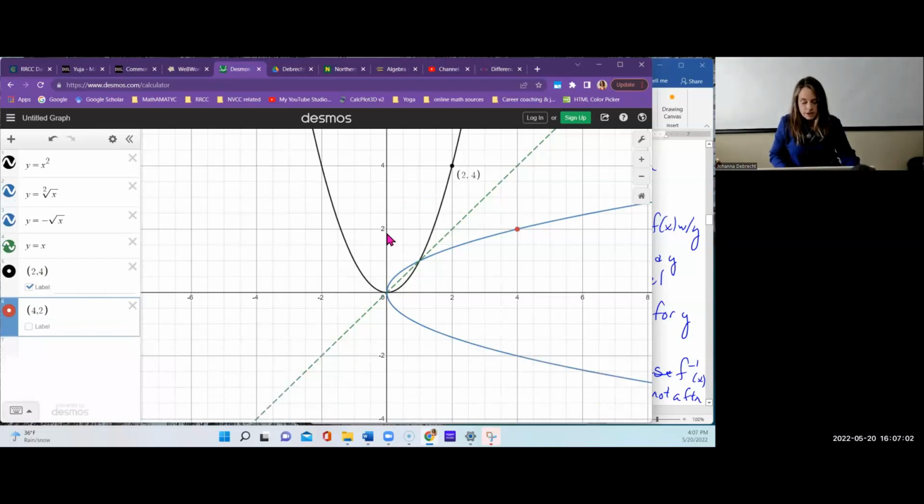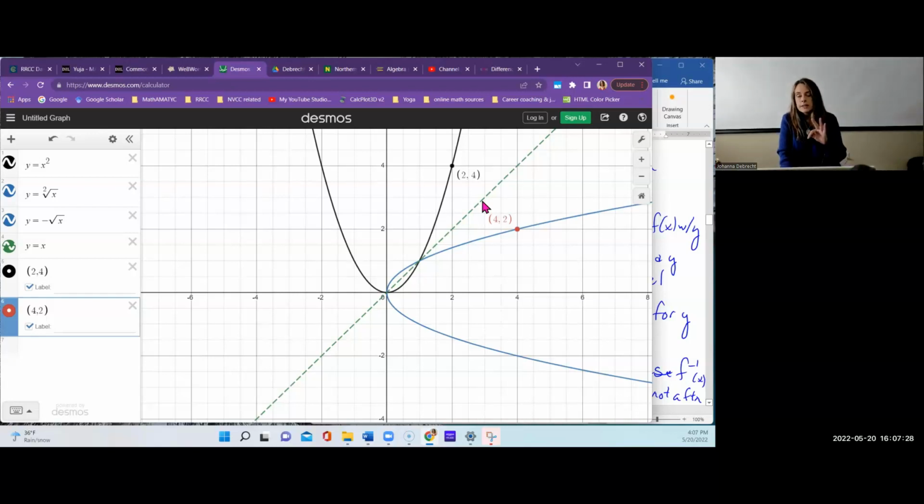Can you see that these 2 points here would lay one on top of the other if I were to fold on the dotted green line, which represents the identity function? In other words, the point on either graph and the point with the coordinates reversed meet together when you fold it on this line. This is true of all points on the graph.